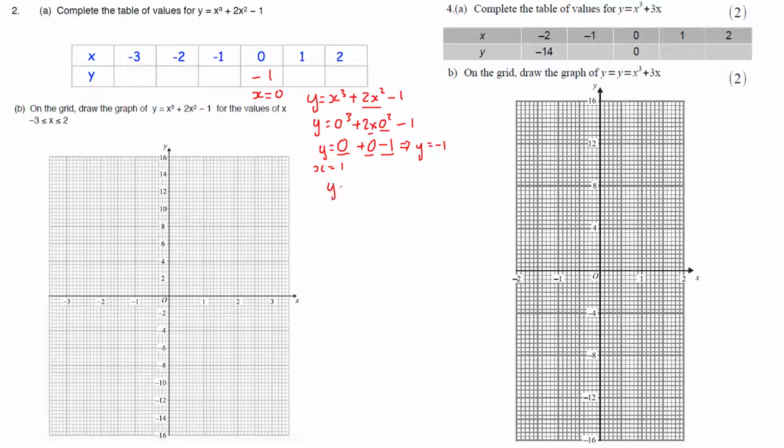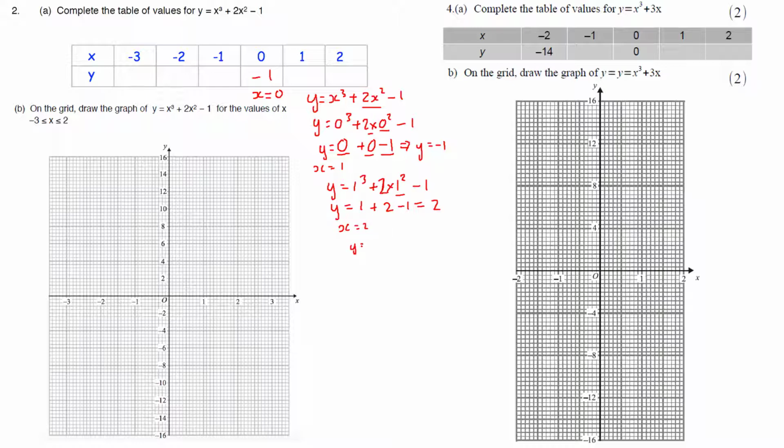So you're going to get y equals 1 cubed plus 2 times 1 squared, minus 1. 1 cubed is 1, plus 1 squared is 1, times 2 is 2, minus 1 equals y. So that equals 3 minus 1, so that's 2. So let's try that for x equals 2.